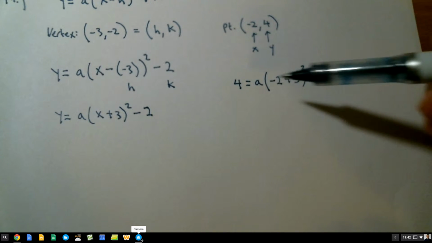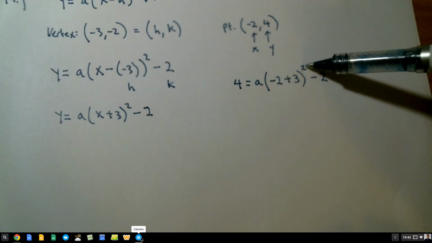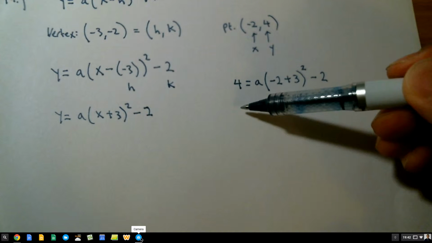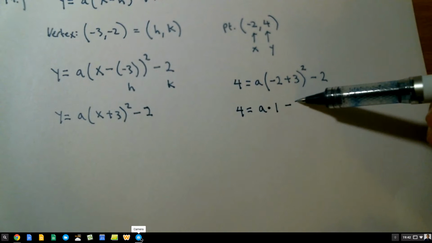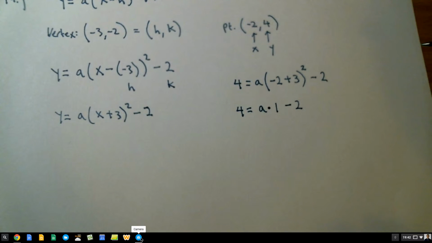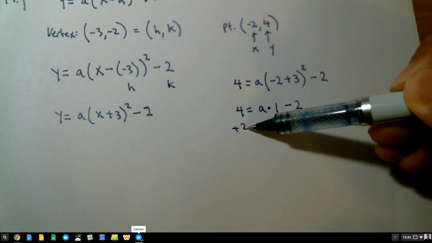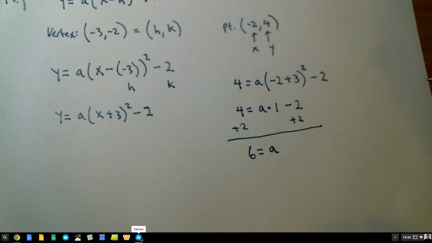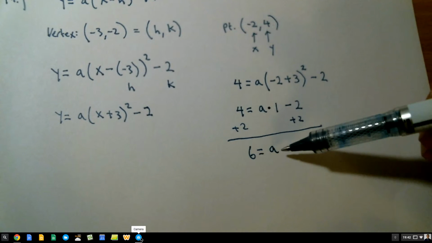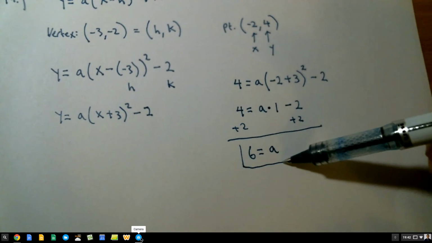Notice that we can now solve for a. -2 plus 3 is 1. 1 squared is 1. So we have 4 is equal to a times 1 minus 2. So let's get a by itself. So we're going to add 2 to both sides. We end up with 6 is equal to a, because 1 times a is just a. So 6 is equal to a. So we have our a value now.